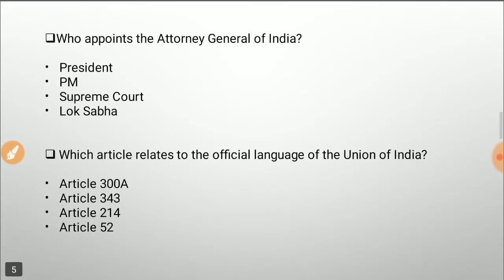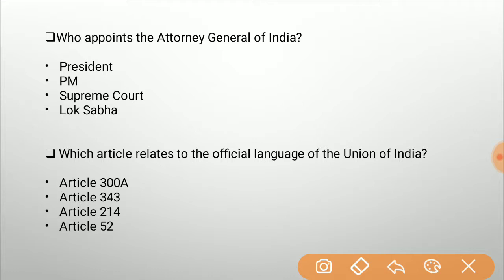Moving on. Who appoints the Attorney General of India? The President, the Prime Minister, the Supreme Court, or the Lok Sabha? The Attorney General forms a part of the executive branch, and therefore all executive appointments are made by the President of India. Which article relates to the official language of the Union of India? Options are Article 300A, Article 343, Article 214, or Article 52.